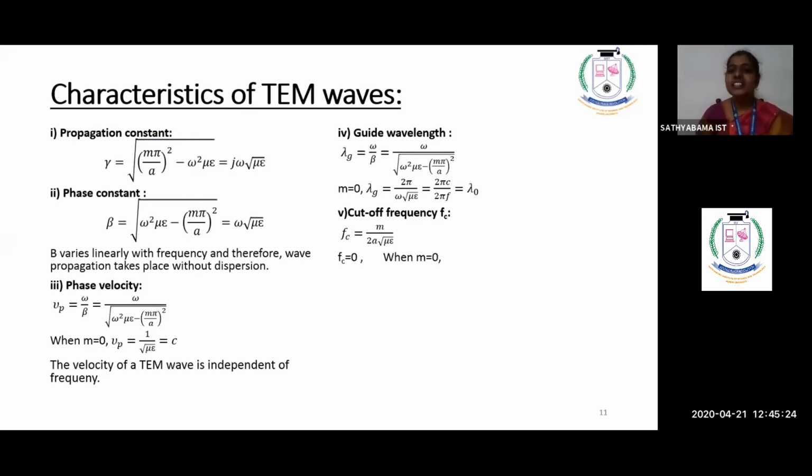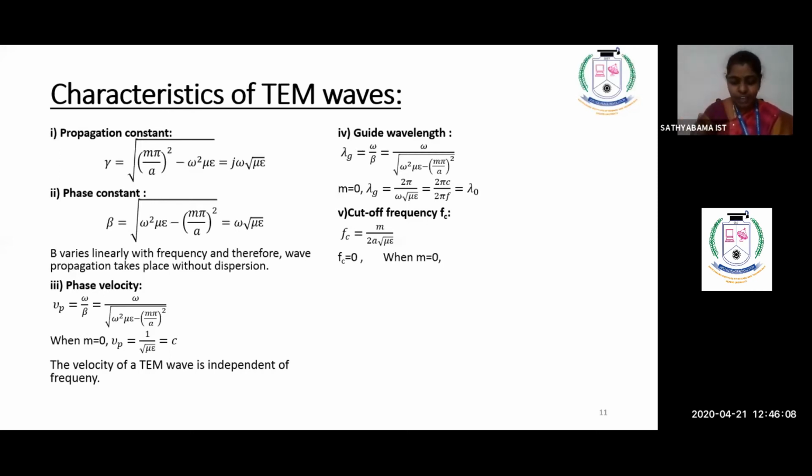What are the characteristics of the transverse electromagnetic wave? Wherever the m parameter is there in the characteristics of TE and TM, if you put m equal to 0, the special condition of TEM, you will get the characteristics of your TEM also. Here I have taken the characteristics of the TE wave or TM wave and substituted m equal to 0. What is the answer I am getting? J omega root of mu epsilon. This is the propagation constant of the TEM wave. And the beta value is omega into root of mu epsilon. That is the value of the phase constant of your TEM wave.